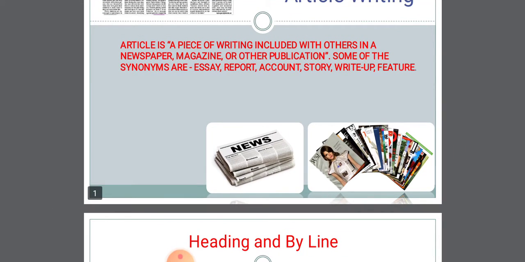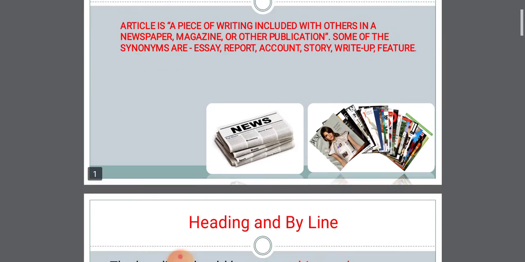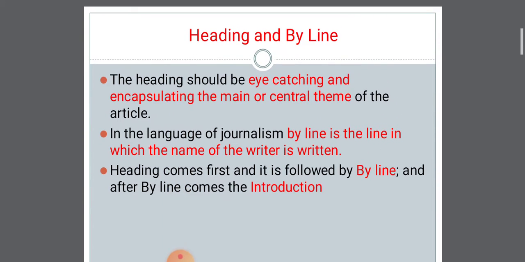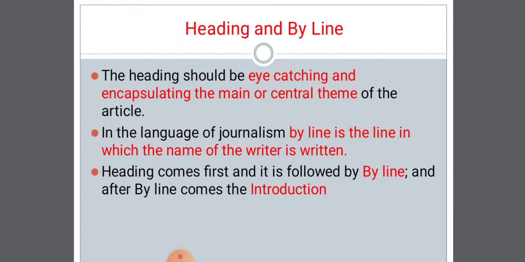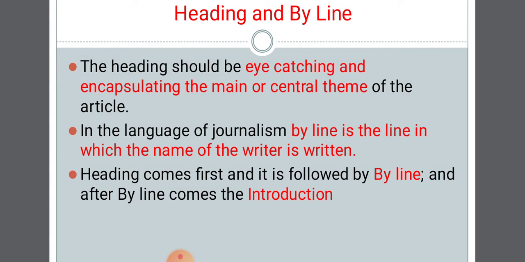Now in the newspaper or sometimes magazine also we do find articles. Now we'll go to the features of a good article. First we'll start with the heading. The topic at the top is the heading, and then the byline. The heading should be eye-catching and encapsulate the main or central theme of the article. It means the heading should be very relevant and should reflect the content of the article.